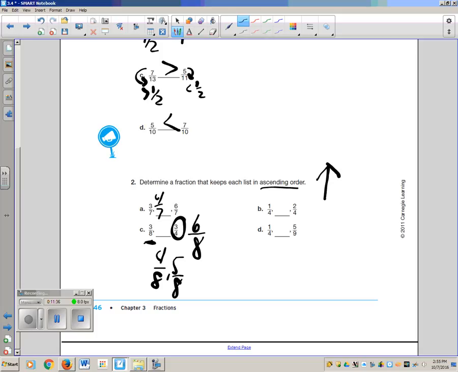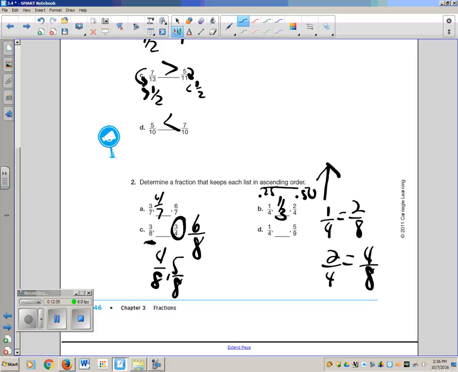1/4 and 2/4. This is 25 cents. This is 50 cents. Can you think of a fraction that's in between 25 cents and 50 cents? 1/3 of a dollar is. You could make them eighths. 1/4 is 2/8. 2/4 is 4/8. You could write 3/8.